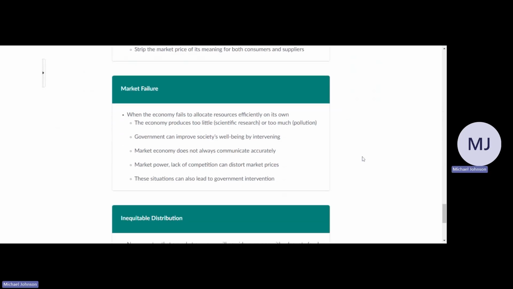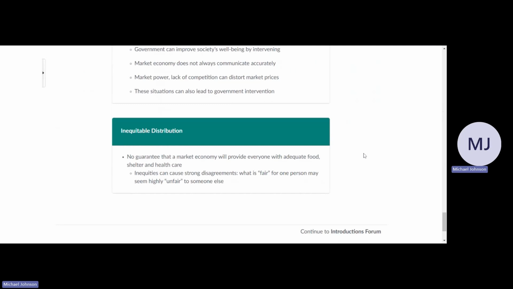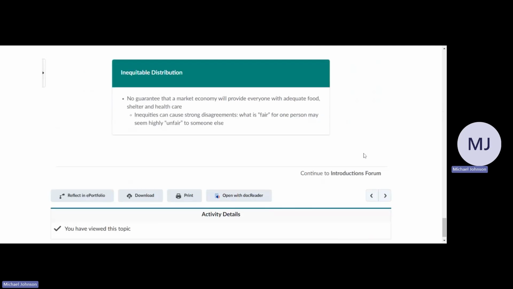Market failure: when the economy fails to allocate resources efficiently on its own, the economy produces too little scientific research or too much pollution. Government can improve society's well-being by intervening. A market economy does not always communicate accurately. Market power or lack of competition can distort market prices. These situations can also lead to government intervention.